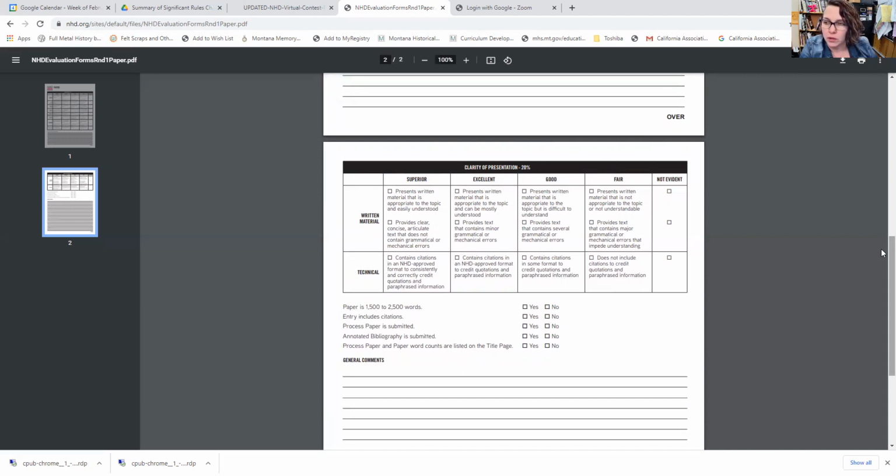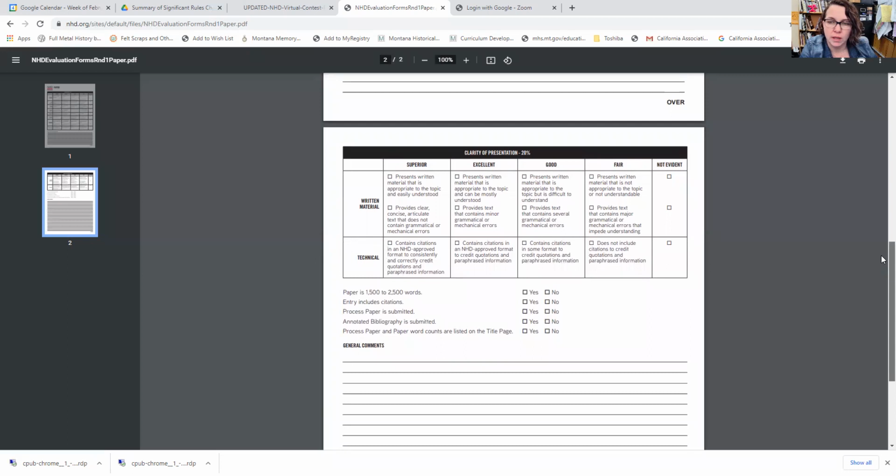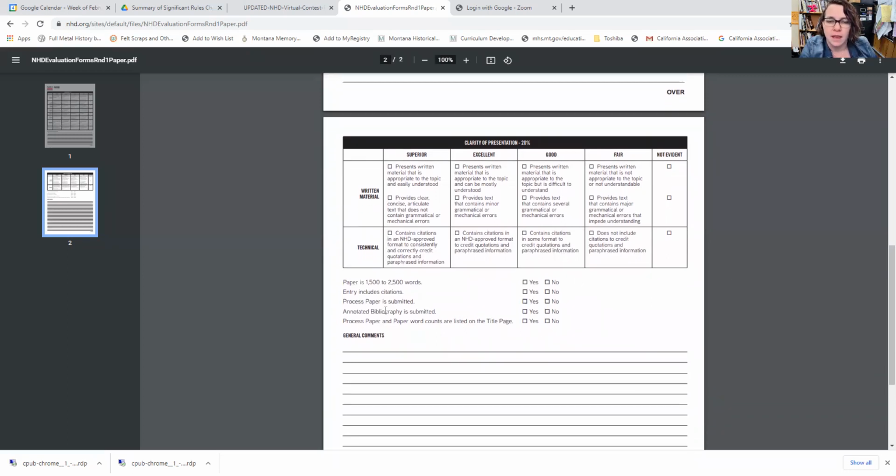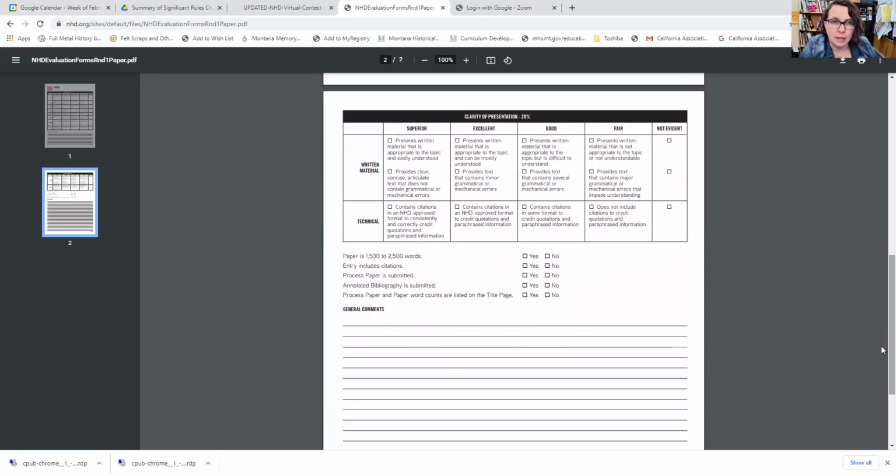One thing that I totally goofed up on, if you're judging papers, which we have more of than anything else: it used to be that if you were writing a paper, you just had a paper and a bibliography. But now they want a title page, a process paper, and an annotated bibliography. So if you're missing an annotated bibliography on your paper, that's actually my fault because I told the teachers they didn't need one. So make a note, but don't hold it against them too much. If you have questions about that, you can let me know.